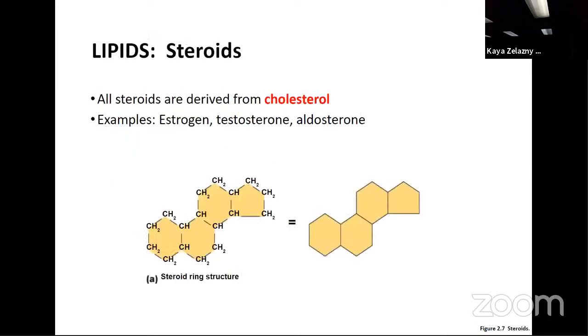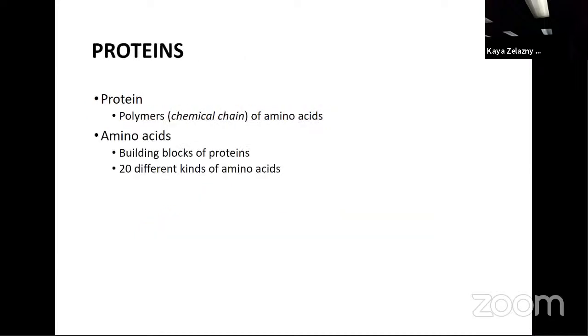Any questions about lipids before we move on to proteins? Cool. Non-polar, just a bunch of carbon and hydrogen.